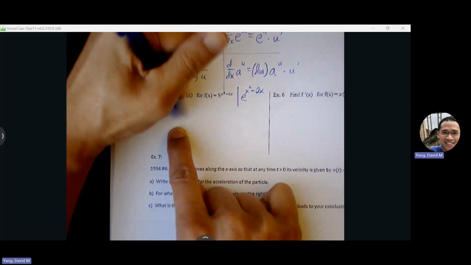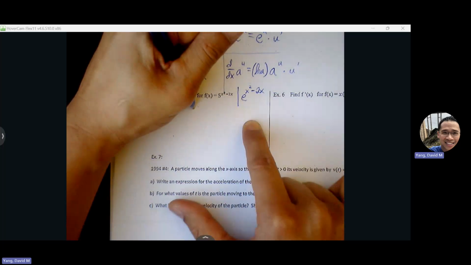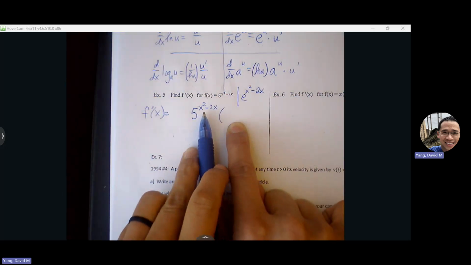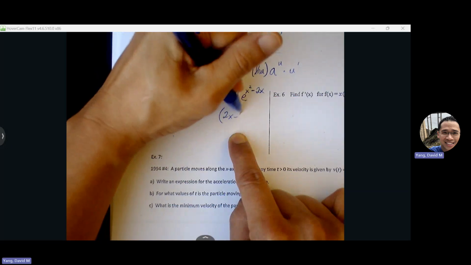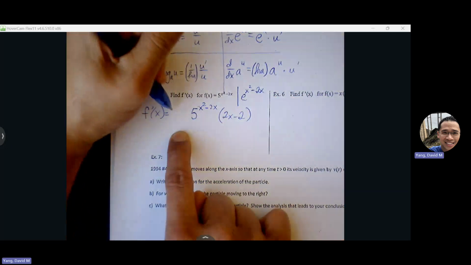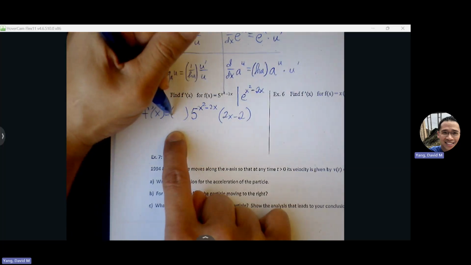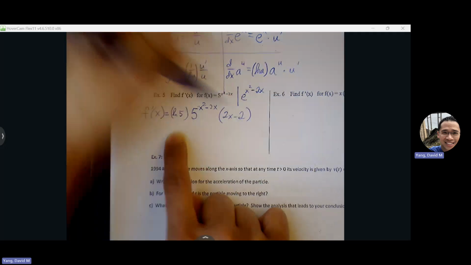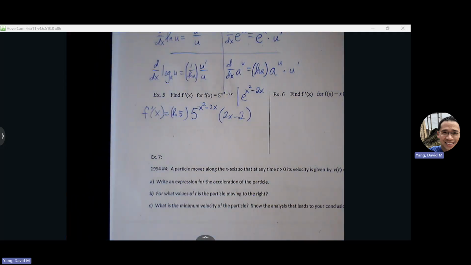So I'll leave some space in front, but it's going to be the same as e to the u. It's the original function times the exponent's derivative, so times what? 2x minus 2. But because it's not base e, I need a bit of conversion in front, so what do I need to multiply by? Natural log of 5. There it is. And natural log of 5 is just some coefficient that has to be in front as a way of converting it into base e.